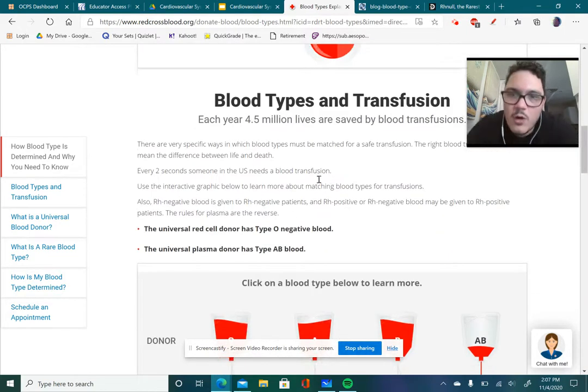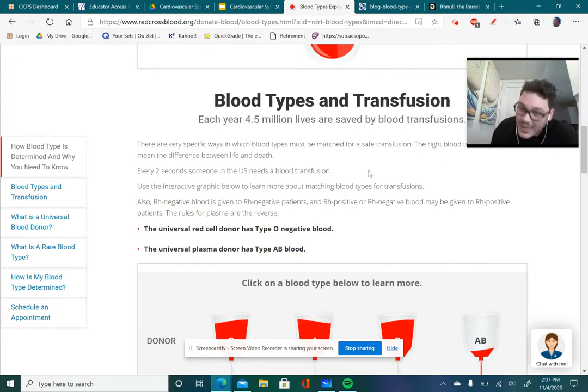Okay, a little bit more about blood typing and transfusions. Every 2 seconds, someone in the U.S. needs a blood transfusion. So obviously, if you can, if you're healthy, donate. Donating twice a year, in my opinion, is sufficient. You don't have to overdo it, right? But there's some stuff about RH that we need to understand. So let's talk about that. I'm going to use this whiteboard once again.